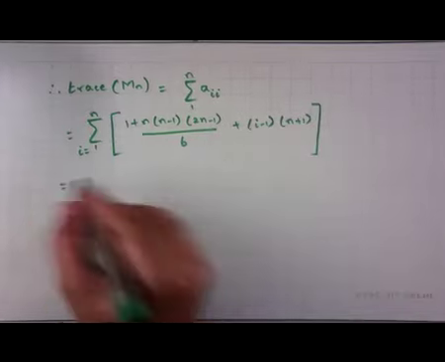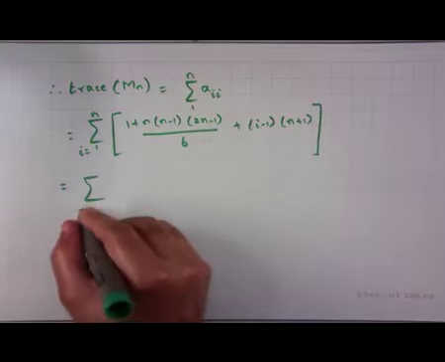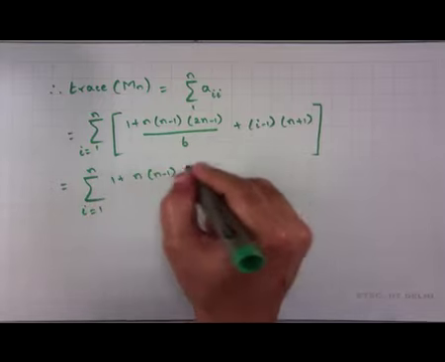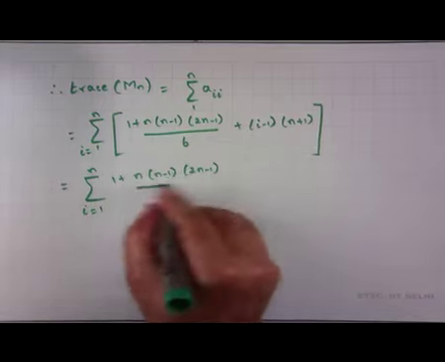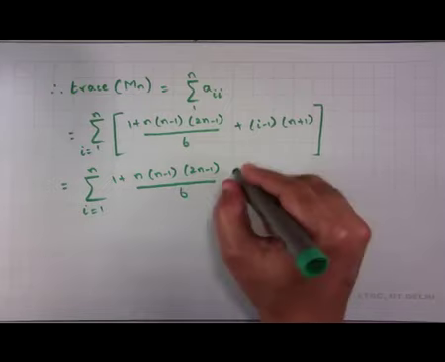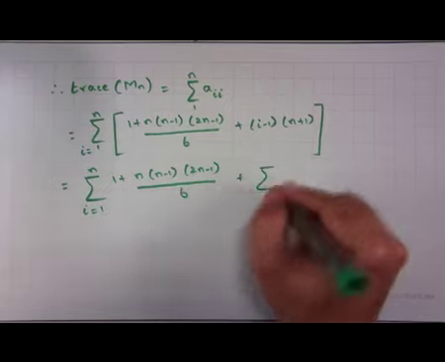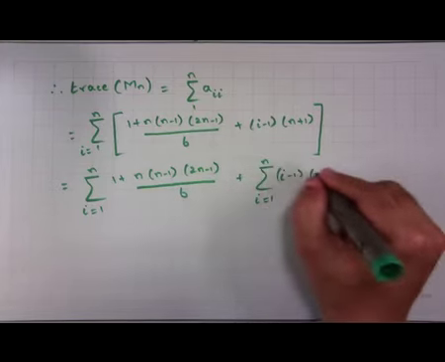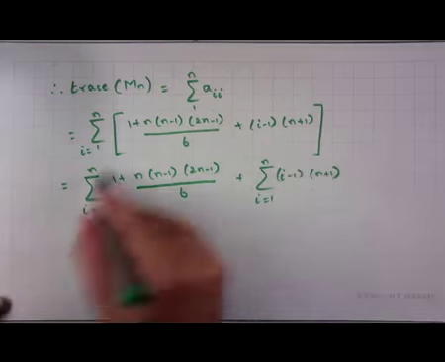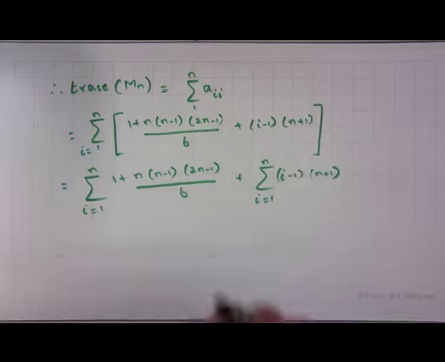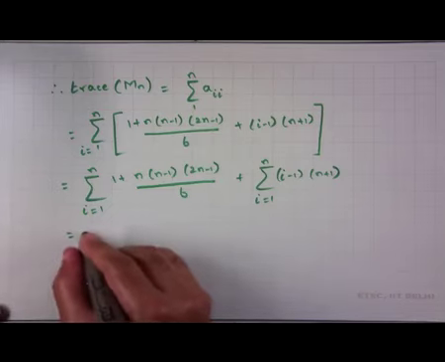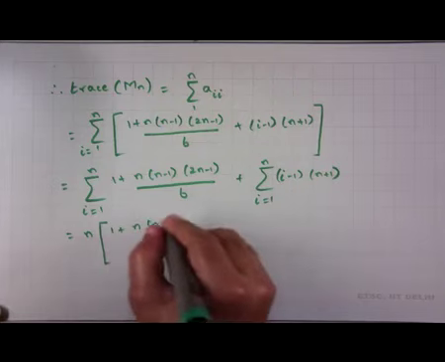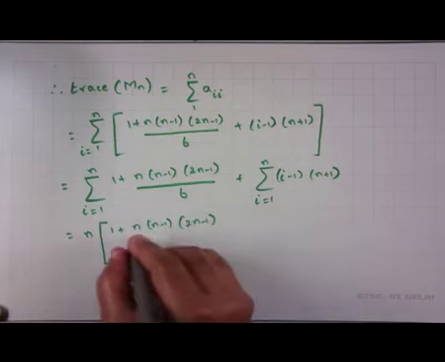Right. So, let me just split this sum into two terms: summation i equal to 1 to n of (1 plus n)(n minus 1)(2n minus 1) upon 6, plus summation i equal to 1 to n of (i minus 1)(n plus 1). This is just a constant term, which means summation i equal to 1 to n of just 1, so I will end up with n times (1 plus n)(n minus 1)(2n minus 1) whole upon 6.